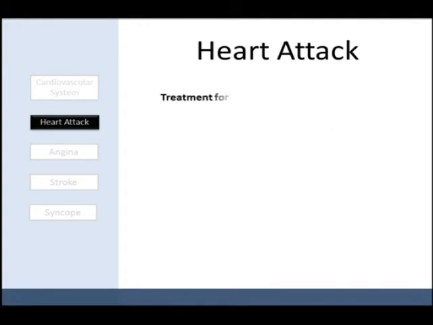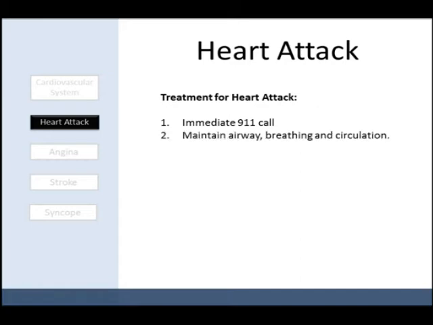When handling these situations, call 911. Don't wait or hesitate. Seek medical attention before it's too late. Monitor their airway, breathing, and circulation. Apply CPR and AED if they suddenly go into cardiac arrest.